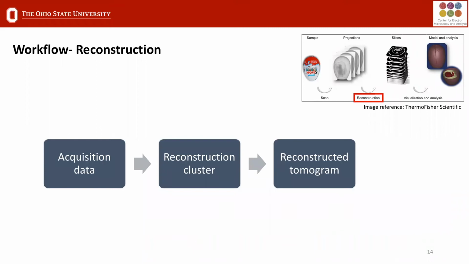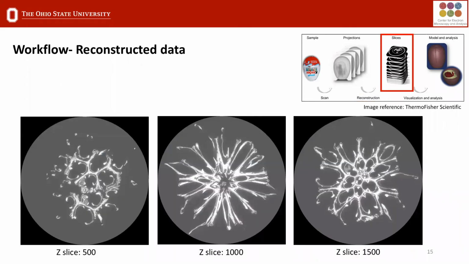Once the scan has finished, all of that acquisition data will be transferred from the acquisition computer to the reconstruction cluster, where the data will be reconstructed using the reconstruction algorithms. After reconstruction is completed, the final output for the HeliScan will be a tomogram exported as either a stack of TIFFs or NetCDF blocks. On this slide, you can see 3 slices, so Z slice 500, Z slice 1000, and Z slice 1500 from the tomogram of the sweet gum.